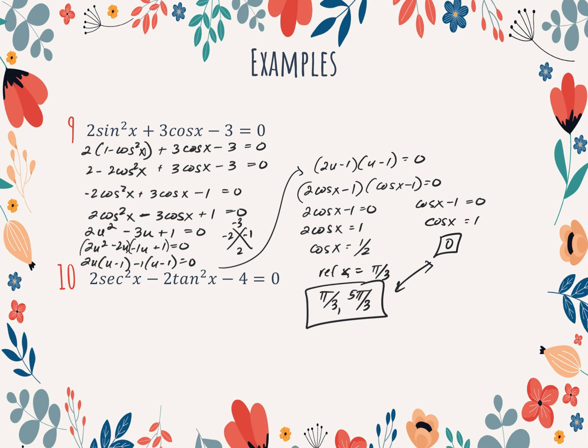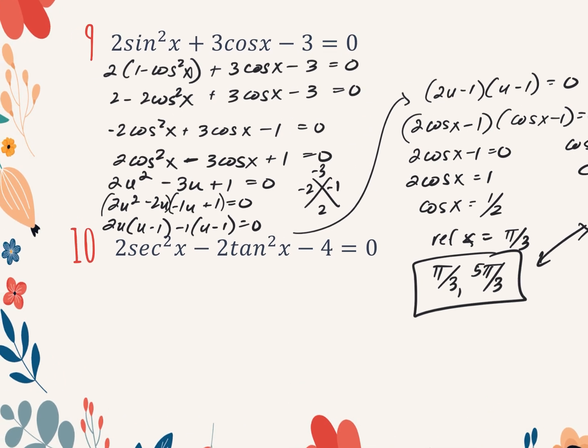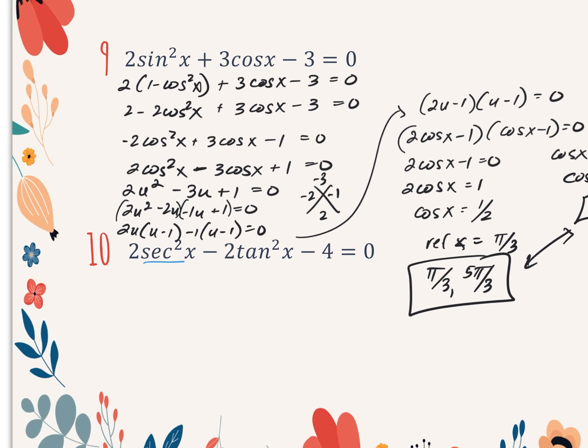So now we're going to move on to number 10. And so again, when I look at this, I see that I have a secant and I have a tangent. And to be able to factor this, it's going to have to be in the same format. So I'm either going to have to convert this secant to tangent, or I'm going to have to convert the tangent to secant. I prefer to work with tangents, so I'm going to do that.